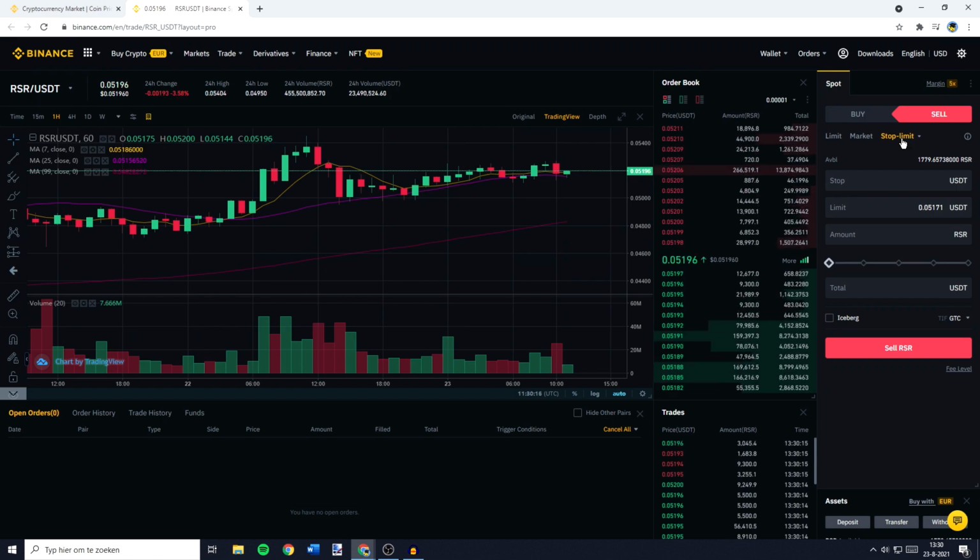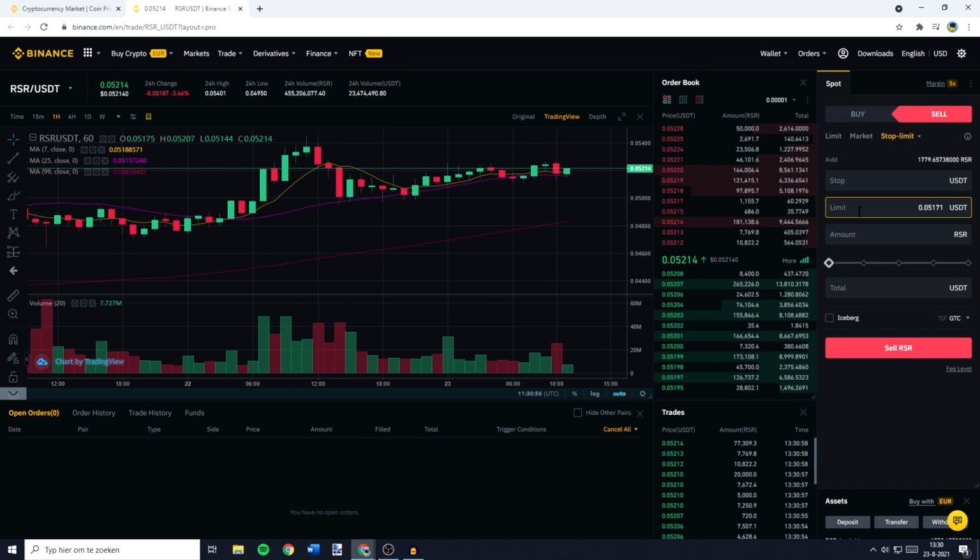A stop limit order consists out of two parts, the stop price and the limit price. Now, the stop price is the price at which your limit order will be created, and the limit price works the same as with a normal limit order. So this is the price you want to sell for. A stop limit order can also be used to set a stop loss. There's only one difference. With a take profit order, the limit as well as the stop price are higher than the current market price.